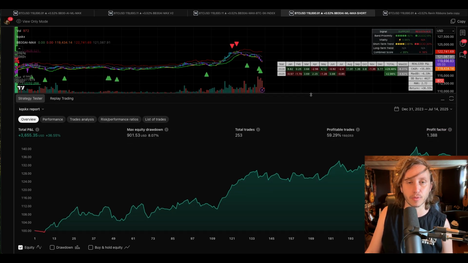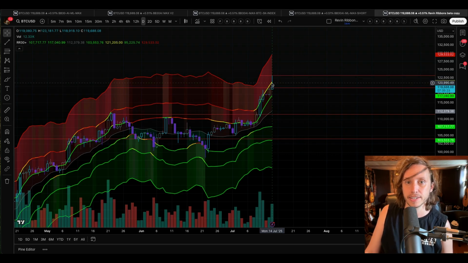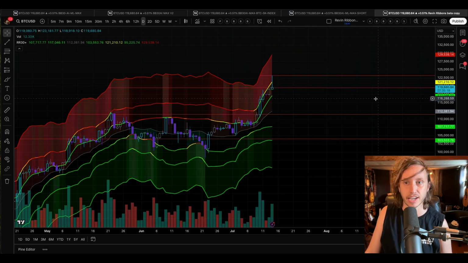The next month will probably be fairly bullish, but again, watch out for this area right here at 119.5K, and then again at 123.2. Those are going to be some areas of resistance, so it might take a while to break through those. I guess we will see.